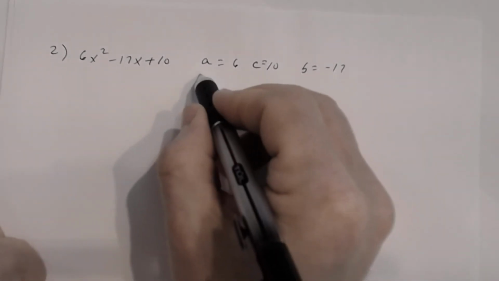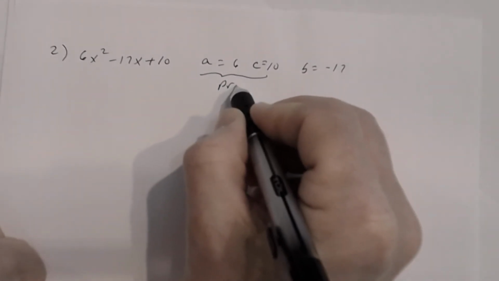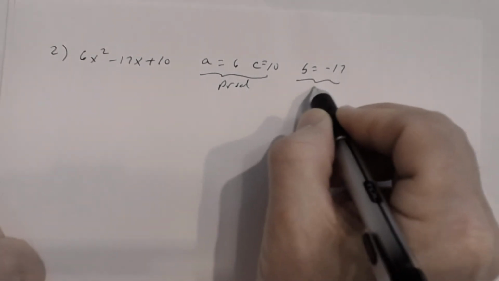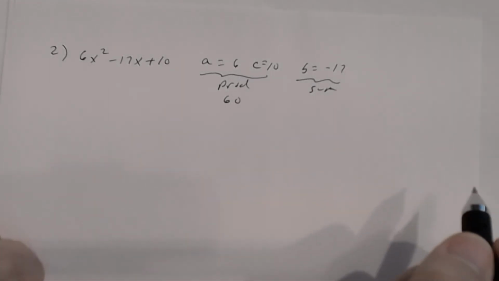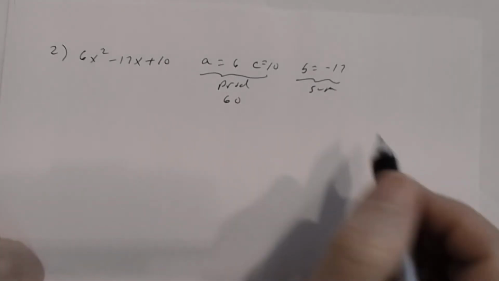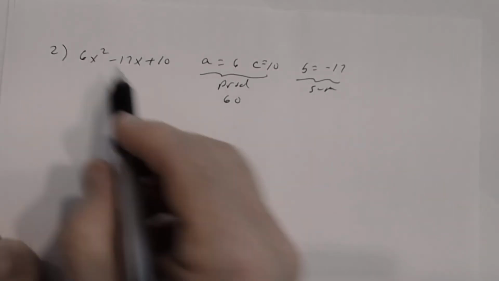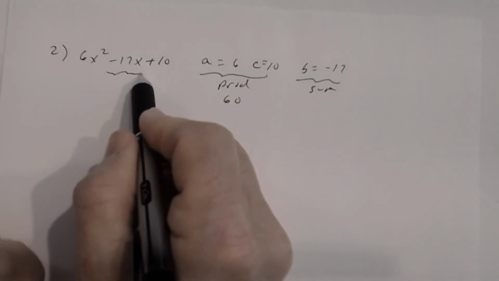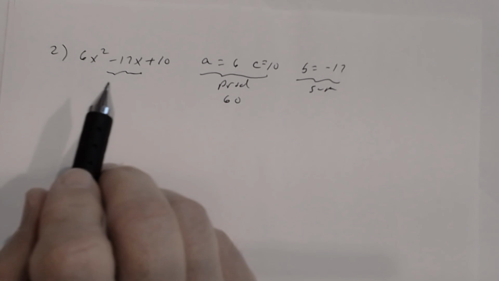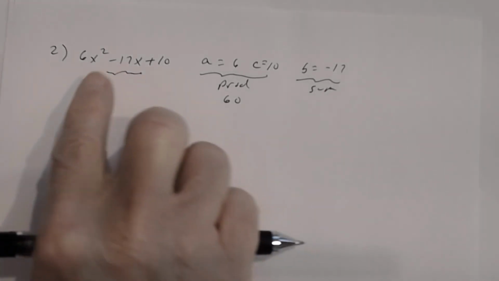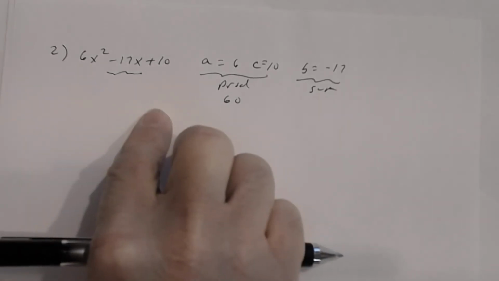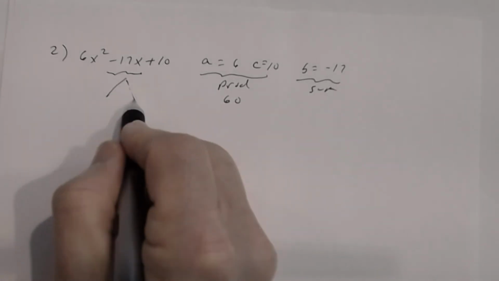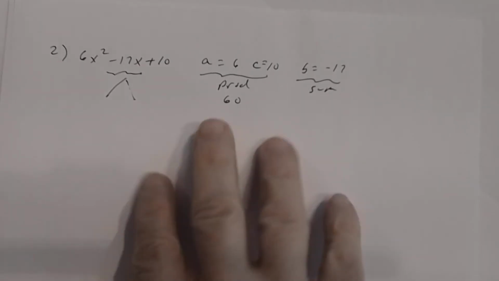All right, so you want to find the product. That's going to be your product right here. And that's going to be your sum. Okay? So you want the product to be 6 times 10, which is 60. Now, remember, you're trying to rewrite this middle term. Remember, the AC method involves grouping. So you want to write this middle term as 2 terms so you can get 4 terms. Okay? And that's where this comes in.